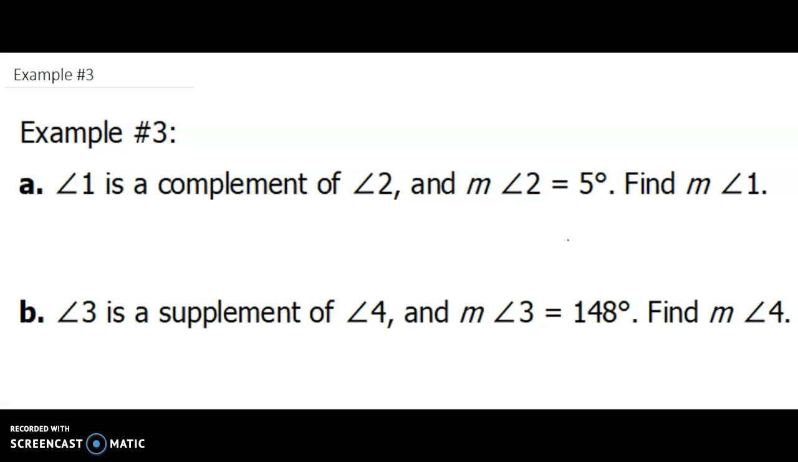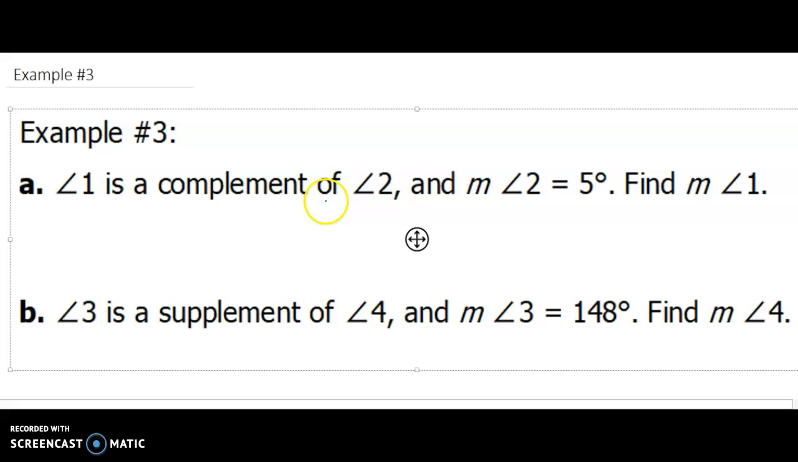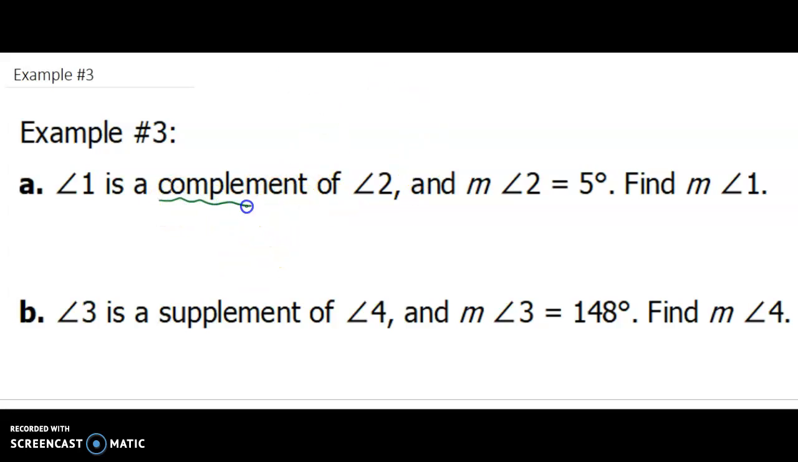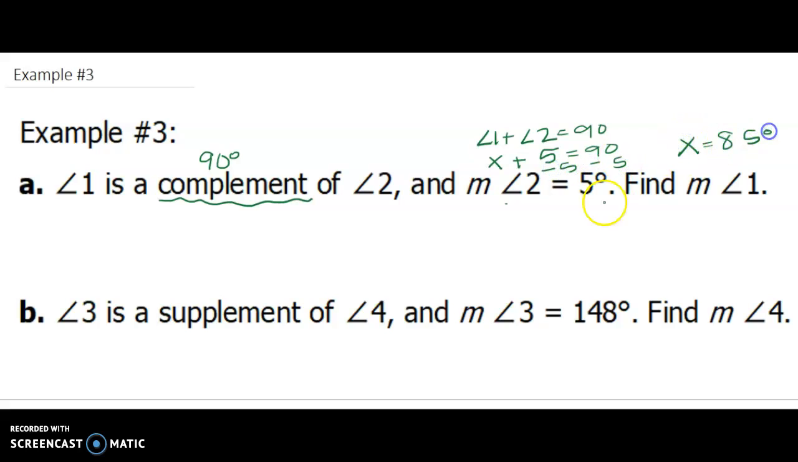All right, let's look at example 3 now. It says angle 1 is a complement, so complement is our vocab word, of angle 2. You should be asking yourself, what does complement mean? What are complementary angles? Complementary angles add up to 90 degrees, okay? So if we know that 1 and 2 are complements, that means angle 1 plus angle 2 equals 90 degrees. Well, it tells us that angle 2 is 5 degrees. We want to find the measure of angle 1. So if I let angle 1 be x and angle 2 be 5, if I subtract 5 from both sides, I get x equals 85 degrees. So measure of angle 1 equals 85 degrees.